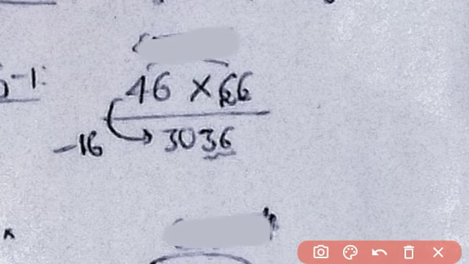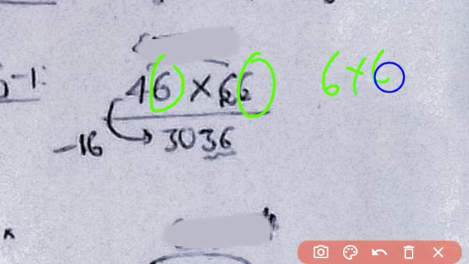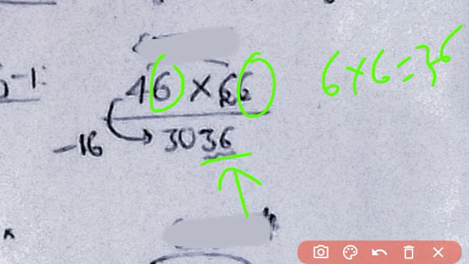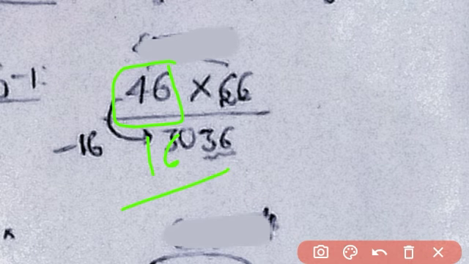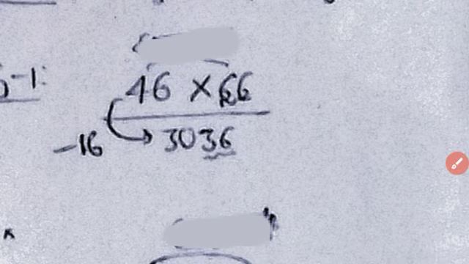So let's see the trick. 6 into 6, 36. You have to write 36. Now you have 46. You have to subtract 16 from it. How much will you get? 0 and 3, 30 you get. Here is your 30. Finish.